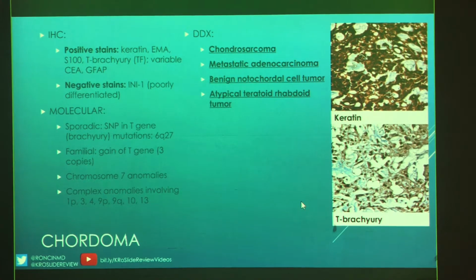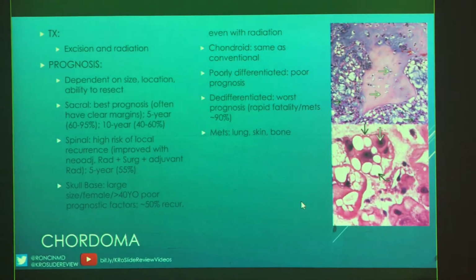Your differentials would be chondrosarcoma, which you can imagine, especially if it's more pleomorphic, metastatic adenocarcinoma, benign notochordal cell tumors, so that's your BNCT that we mentioned earlier, and your atypical teratoid rhabdoid tumor. For treatment, this is going to be a common theme to today's tumors. They're going to excise it and give radiation. Prognosis, okay, it depends where it is, how big it is, and can they take all of it out when they go in for surgery.